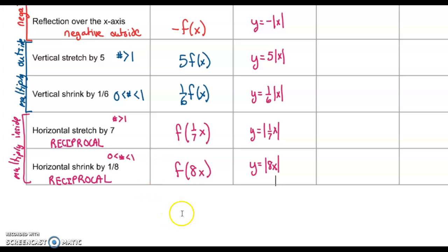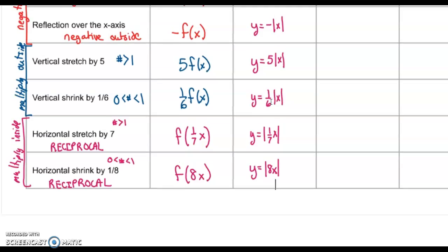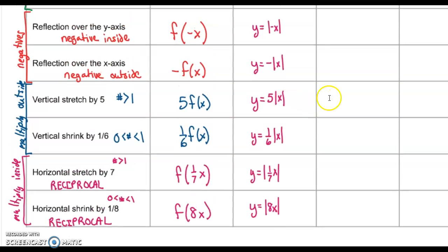So hopefully you can kind of see the commonalities between being inside the parentheses of f of x and inside the absolute value bars versus outside the f of x and outside the absolute value bars. All the rules remain the same. We're just looking at how you do this with absolute value.